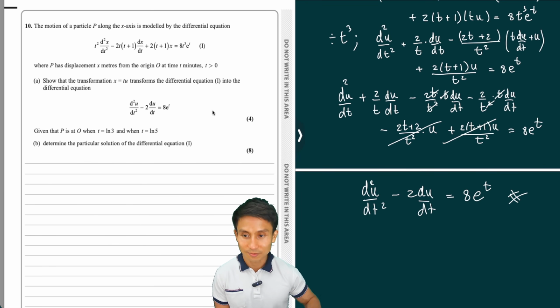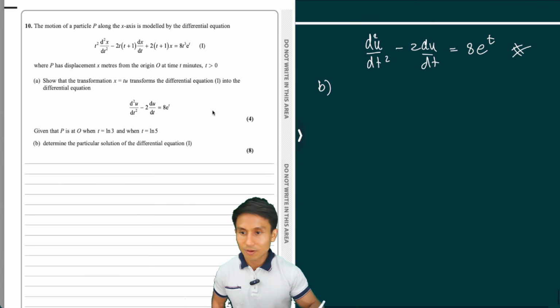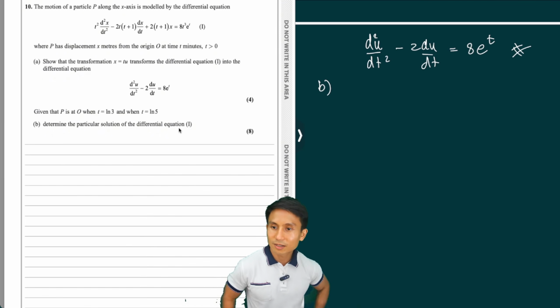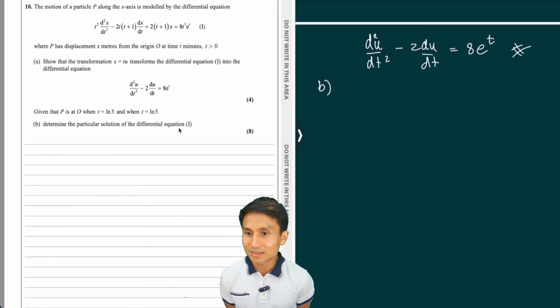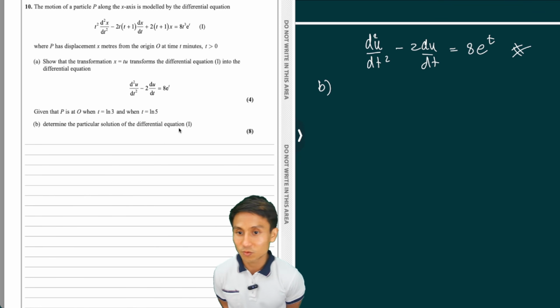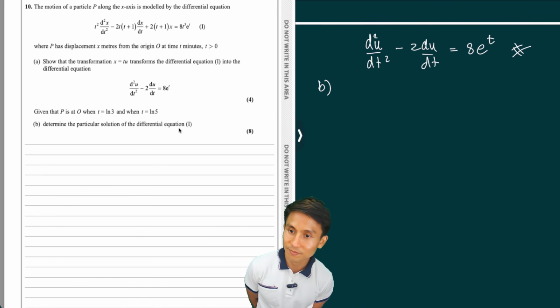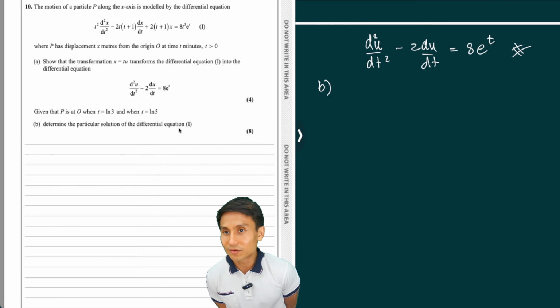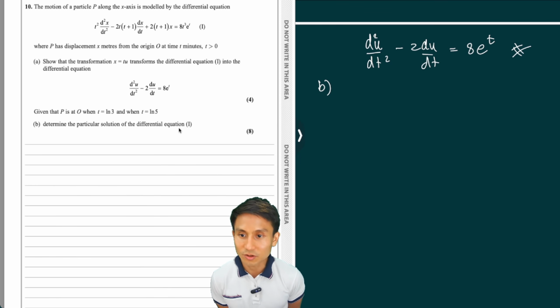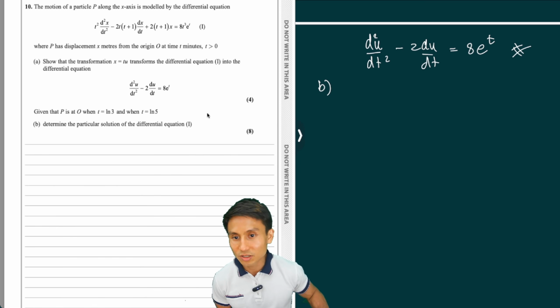Got to be careful. And then part B. Given that P is at O when t equals ln 3 and when t equals ln 5. So at O means the origin, so x equals 0 there. Determine the particular solution of the differential equation.